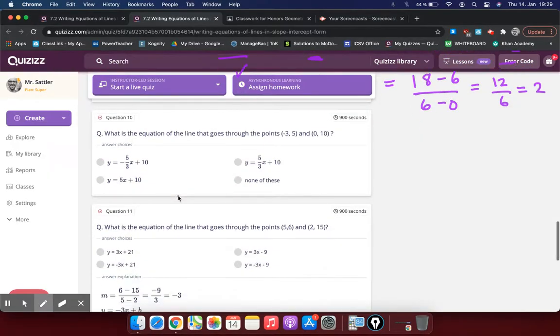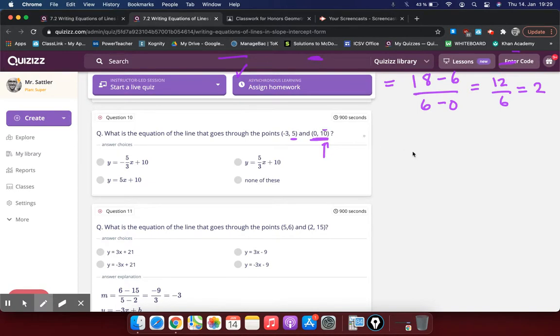Okay, next one. A little bit similar. We've got the y-intercept sitting right here at 10. So all of these have the same option. It's not going to be this. Well, I guess it still could be that, because we have to figure out the slope by using the formula.